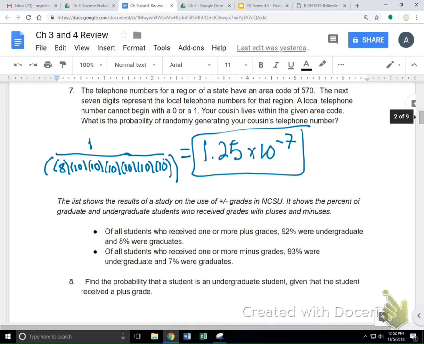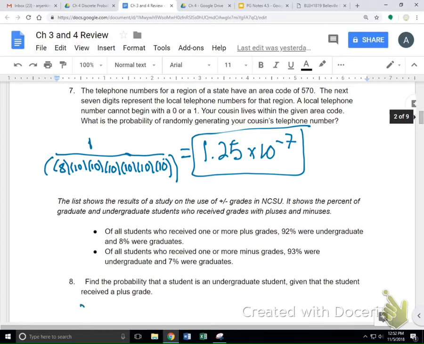And the next problem says the list shows the results of a study of plus or minus grades at North Carolina State University. It shows the percentage of graduate and undergraduate students who received grades with pluses and minuses. Of all the students who received 1 or more plus grades, 92% were undergraduates and 8% were graduates. Of all the students that received 1 or more minus grades, 93% were undergraduates and 7% were graduates. So find the probability that the student is an undergraduate student given the student has a plus grade.